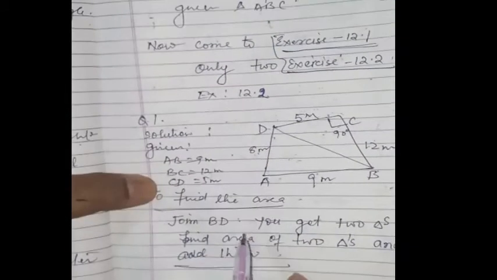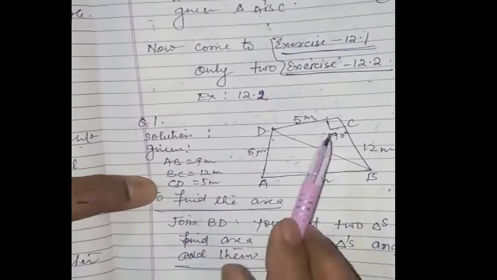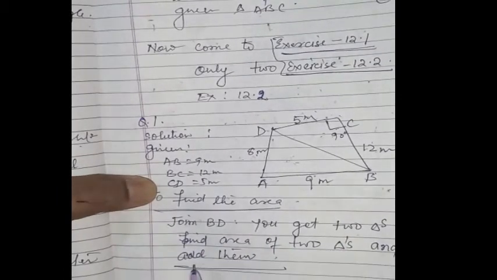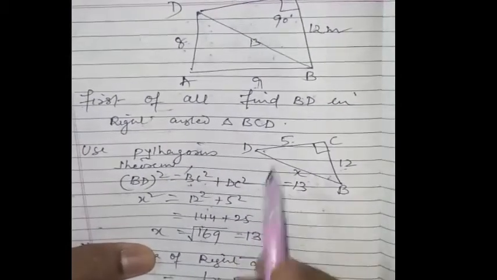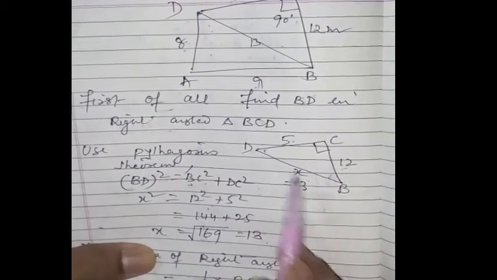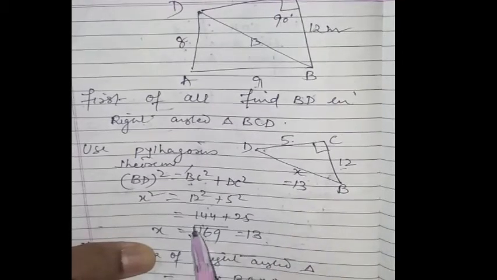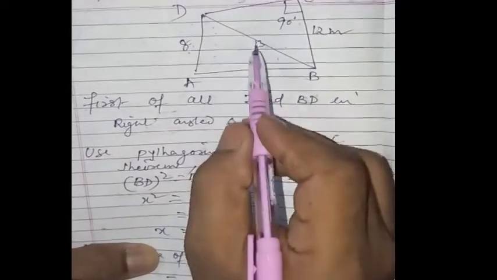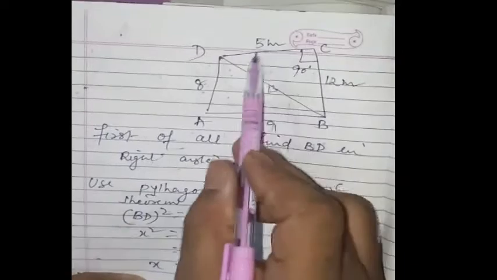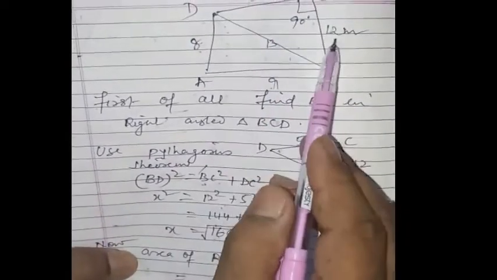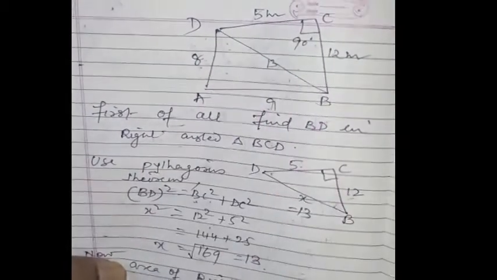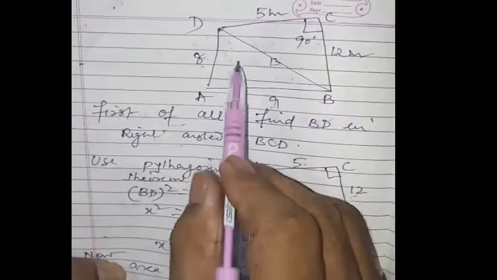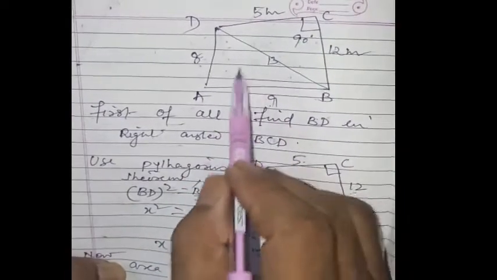Now see, join BD, you get two triangles here, find the area of the two triangles. By Pythagoras rule, BD is equal to root of 5 square plus 12 square, this is equal to root 169, that is equal to 13. You got this is 13. Now area of the right angle triangle, half into base into height, 12 into 5. Area of triangle BCD is 30 meter square. Now by Heron's formula you get the area of this.